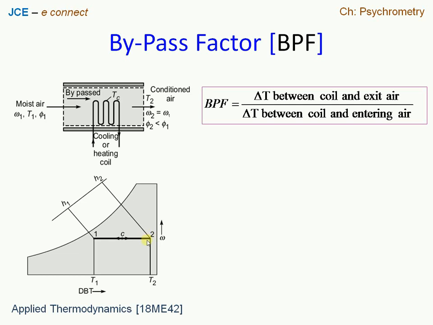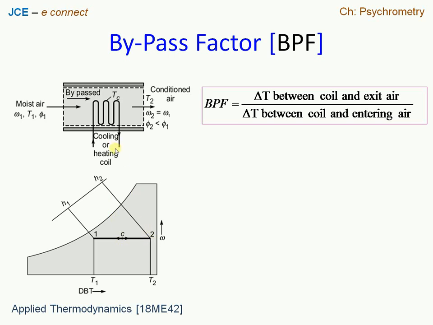Likewise, once it reaches the exit condition, one can draw a line towards the enthalpy scale and note down the enthalpy at state point 2. And along the x-axis, one can note down the temperature T2, or the exit temperature. Likewise, the reverse process can also be seen, that is a heating process.